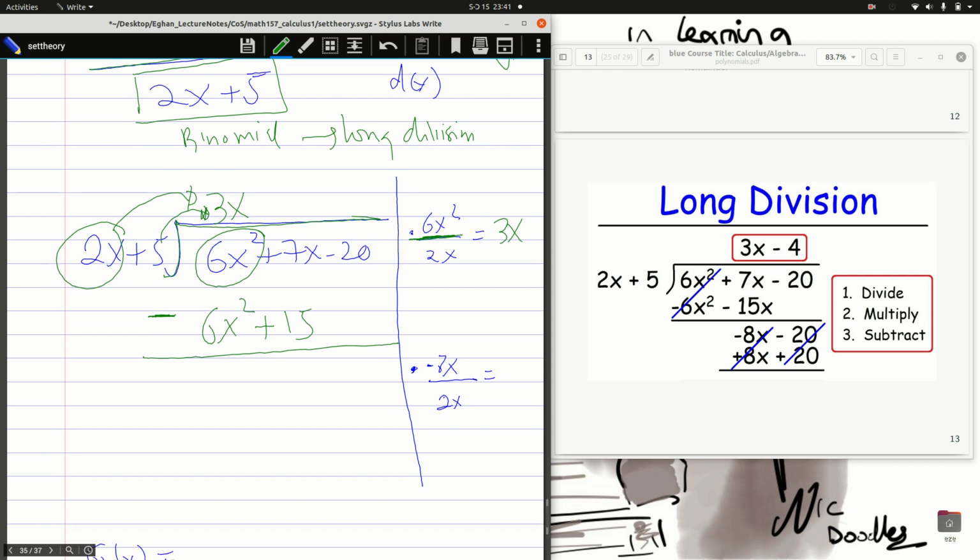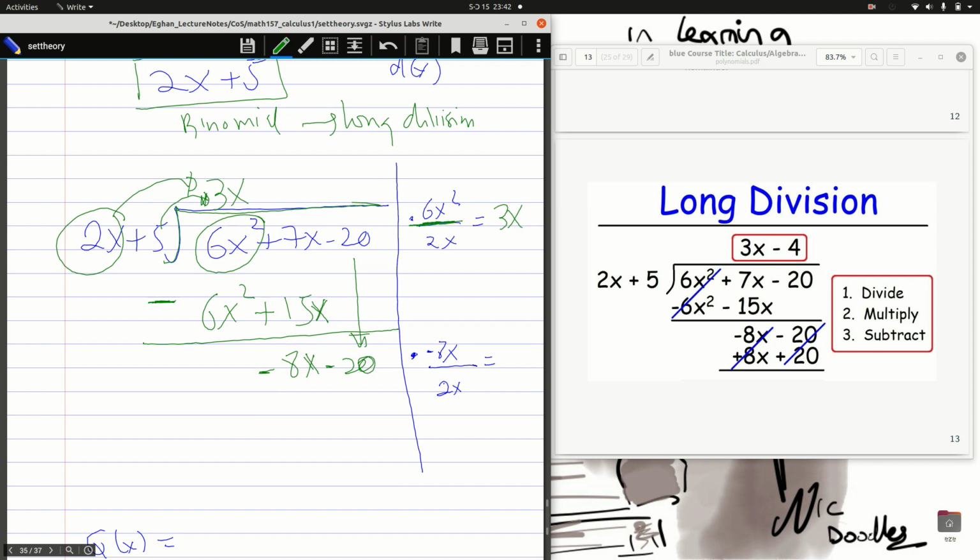In subtraction, the first terms go to 0. 7x minus 15x, I get negative 8x, and I drop the last term here, negative 20. I bring down negative 20, so I can do away with the 0. Now when I'm done, I go back to this same 2x and divide by the next term, and that's what I have on the other side of it. I'm going to get negative 8 divided by 2, which is negative 4.